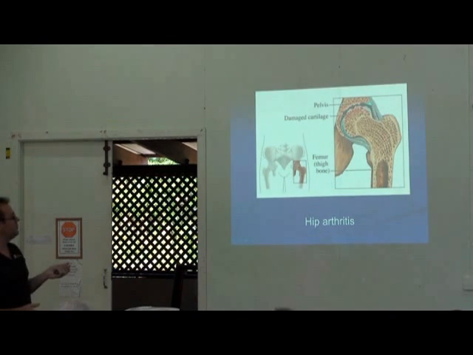This is what happens. Remember before I said about the articular cartilage all wears away? And then you have all this rough surface that's left. And when that's grinding backwards and forwards over the top of itself, it obviously crunches, grinds, causes you a lot of pain. That's why they do replacements.